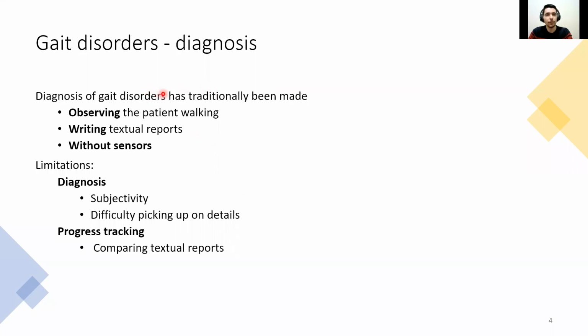Traditionally, diagnosis of gait disorders is made by observing the patient walking, writing textual reports, and without sensors. The limitations are that diagnosis could be subjective, there is difficulty picking up on details, and tracking progress is complicated because you have to compare textual reports.